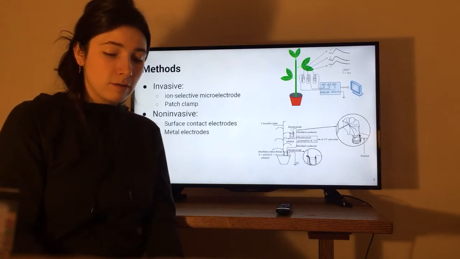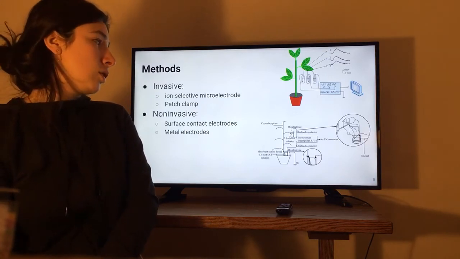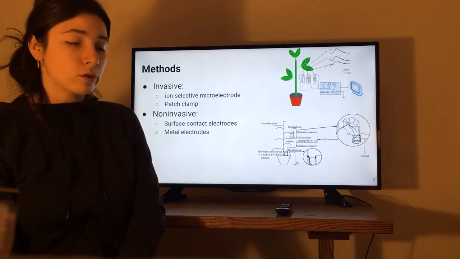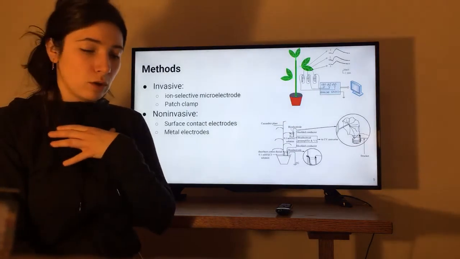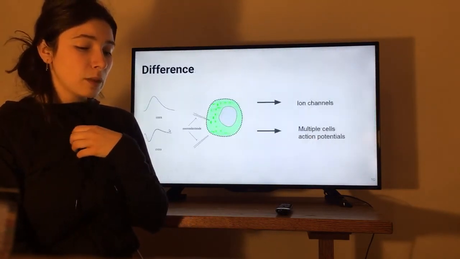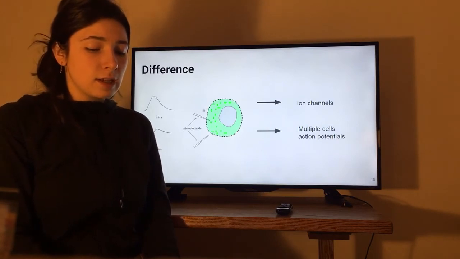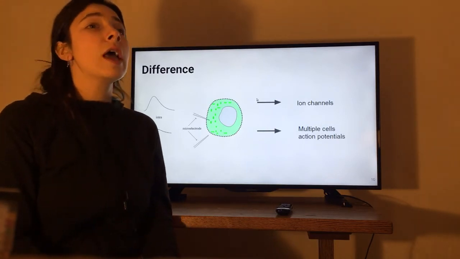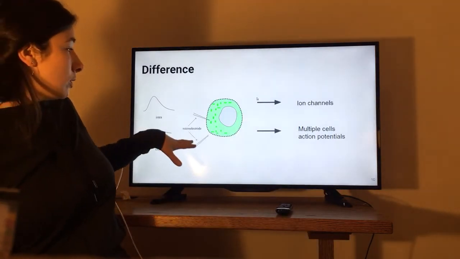And then you have non-invasive, which is a surface contact electrode or metal electrodes. You can put them in the soil if you're monitoring around the roots or on the surface of the plant, and it would resemble what you would have for an electrocardiogram. The difference between intra and extra, just to make it extra clear, is intra will look at ion channels, and extracellular we're looking for signals from cell to cell. So we know that the signals will look different.